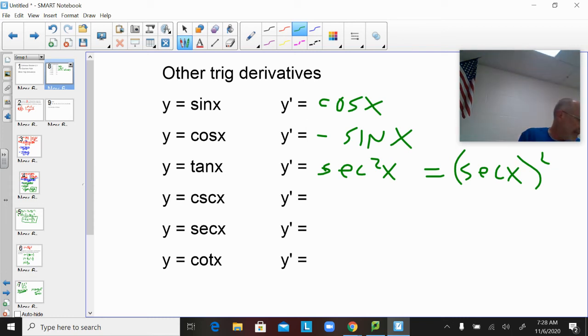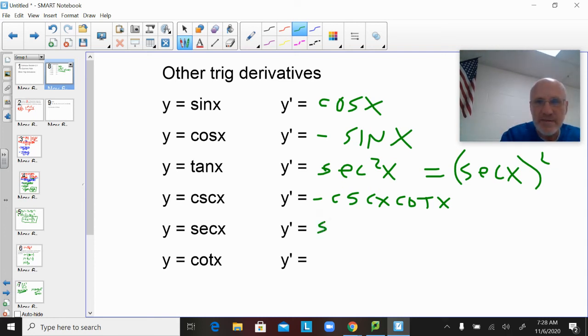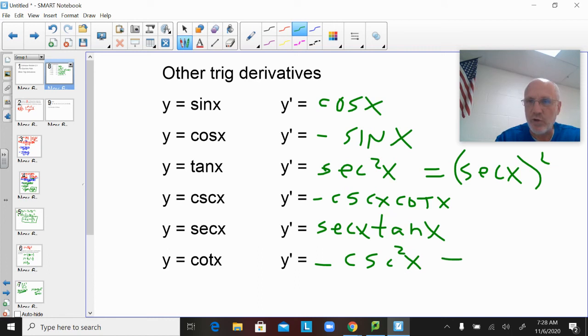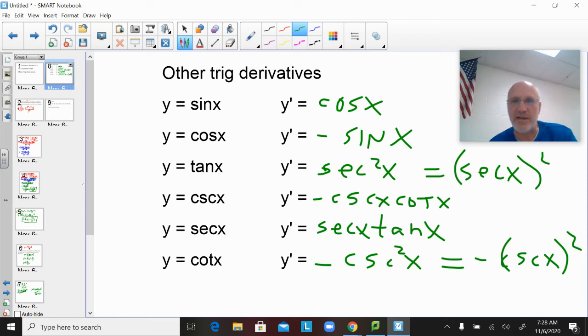The derivative of cosecant is negative cosecant x cotangent x. Again, just use them enough, get comfortable. The derivative of the secant of x is the secant of x times the tangent of x. And lastly, the derivative of the cotangent of x is negative cosecant squared of x, which again could be rewritten as negative cosecant of x squared. You'll never see that notation, but it's equivalent.